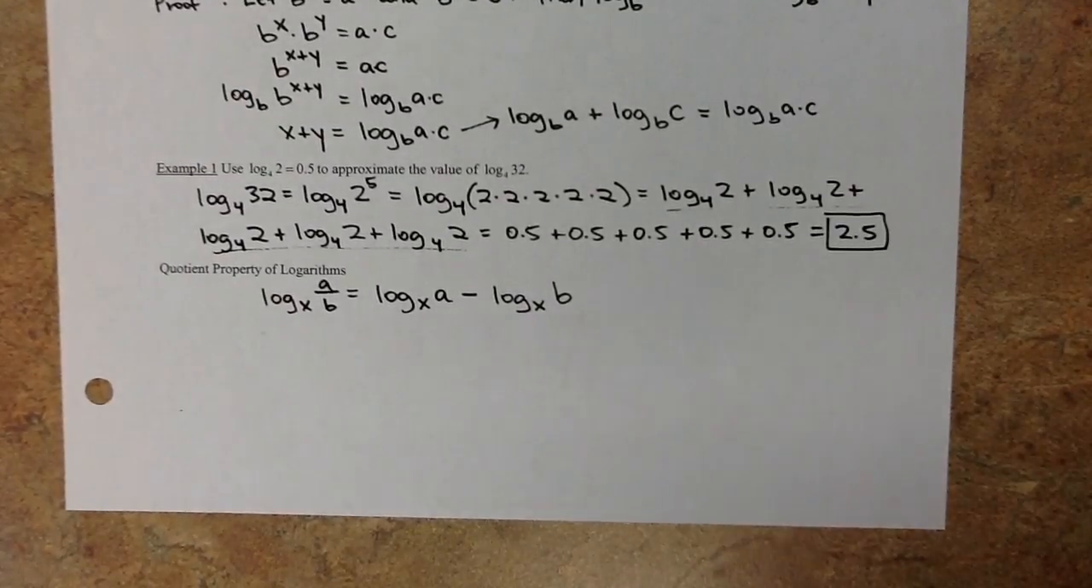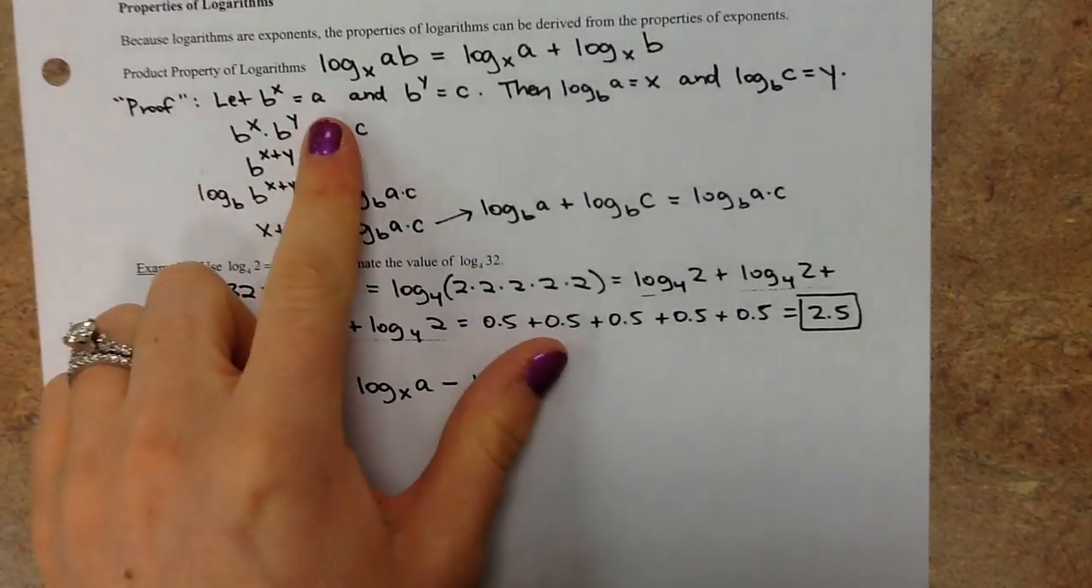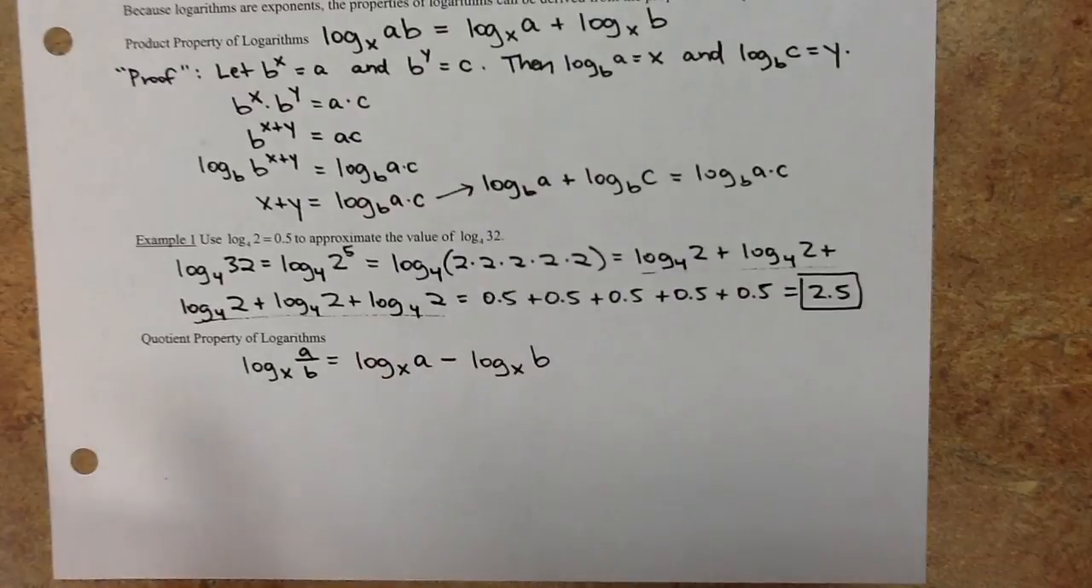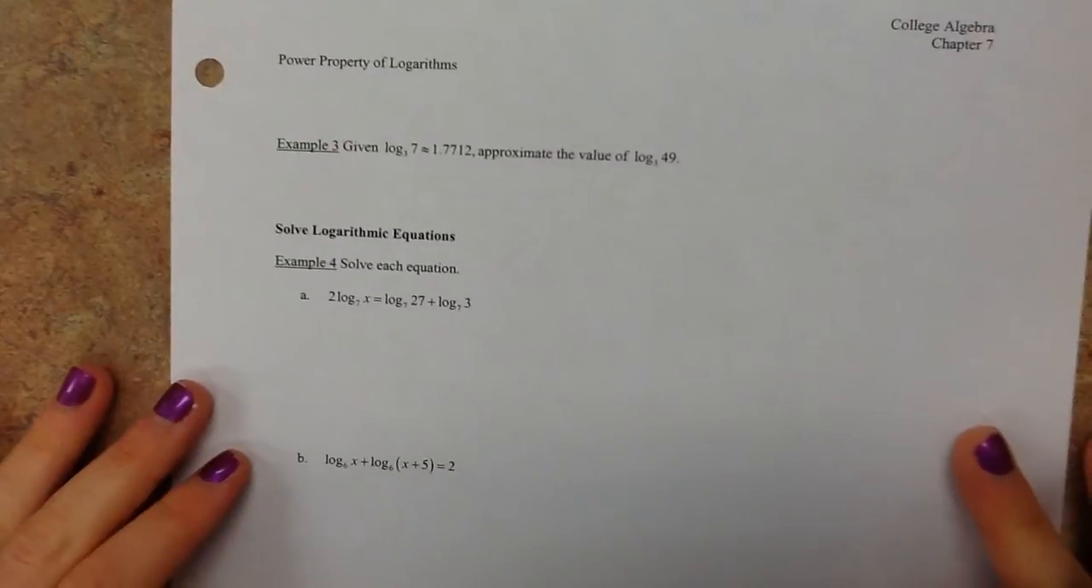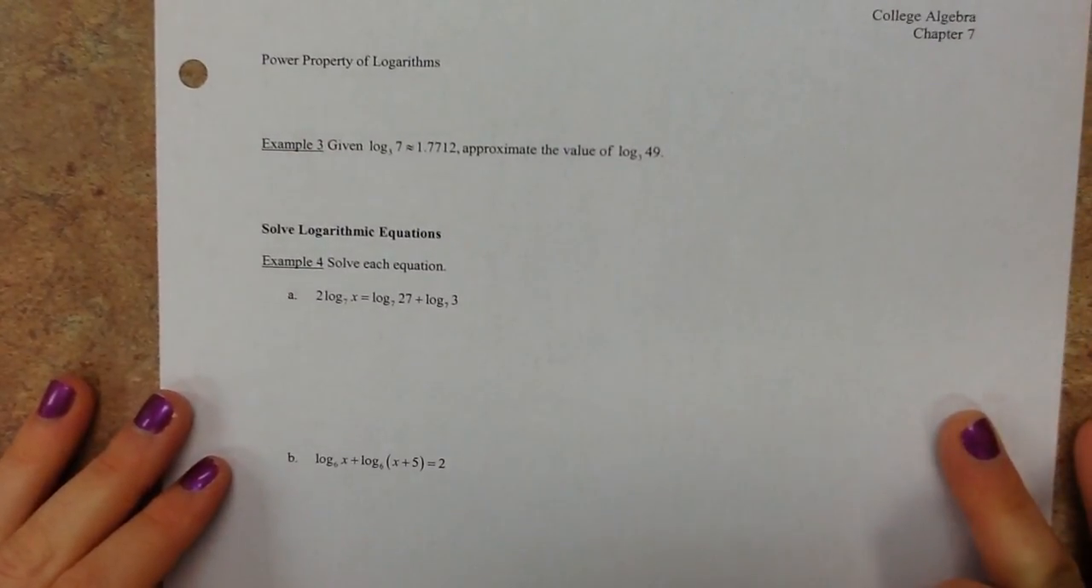Like I said, there is a proof, quote-unquote proof, just like I did right here, that you can find in the book for this one, if you are at all curious about it. All right, so let's flip over and look at some examples of that. Well, I guess first we are looking at the product property, and then we're going to use the quotient property.